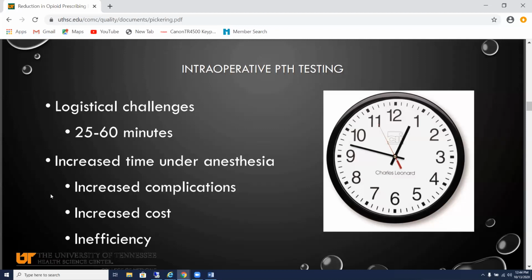There's increased cost. Every minute in the operating room is said to cost about $36. And it's also very inefficient for the surgeon, for the hospital, and most importantly for the patient.